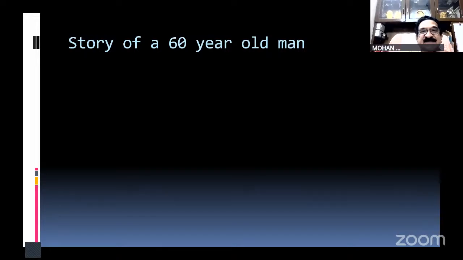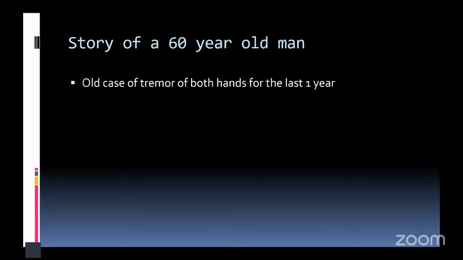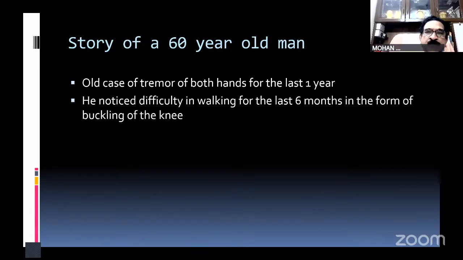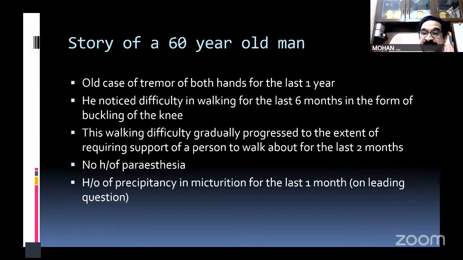Okay, shall I go to the next case? Yes, sir. This is the story of a 60-year-old man with tremor of both hands for the last 1 year. He noticed difficulty in walking for the last 6 months in the form of buckling of the knee. This walking difficulty gradually progressed to the extent of requiring the support of a person to walk for the last 2 months. No history of any paresthesia. History of urgency and micturition problem for the last 1 month, that is on leading question.